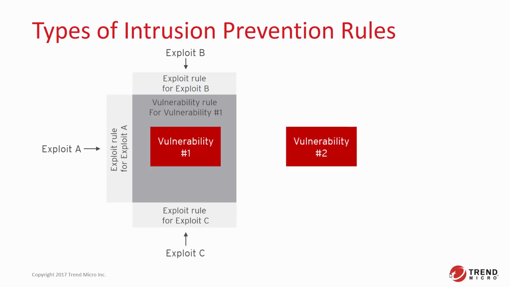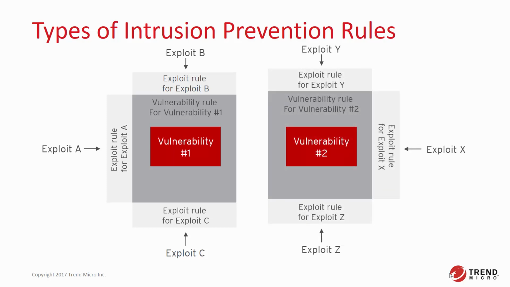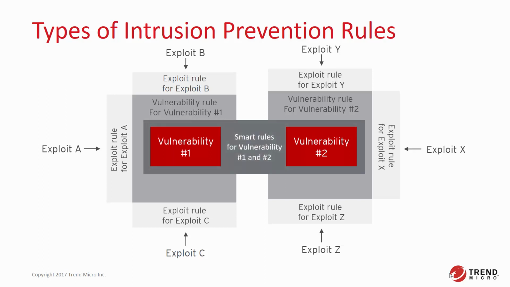Let's say a second vulnerability is discovered. So, same type of situation: you have multiple exploit rules that are created for protecting against those exploits, and then those exploit rules are distilled down to a vulnerability rule. Eventually, we're going to take a look at the commonality in the vulnerability rules, and we'll generate a smart rule, and the smart rule will protect against both of these vulnerabilities.